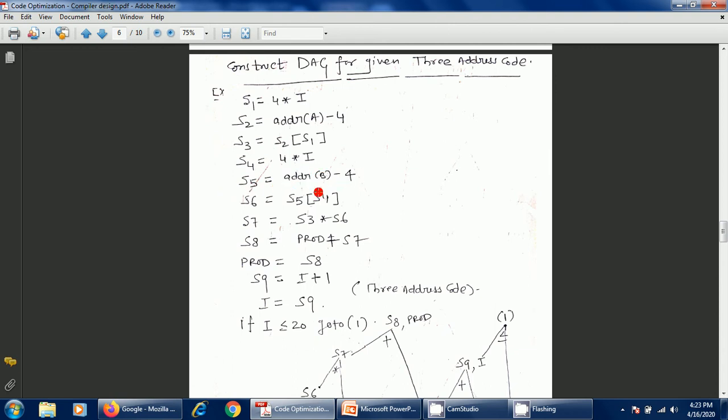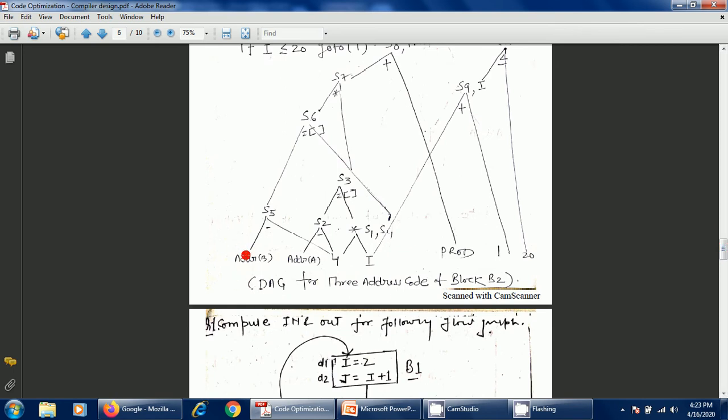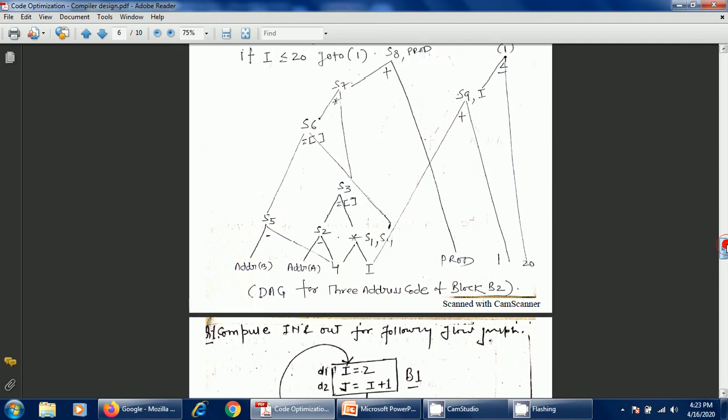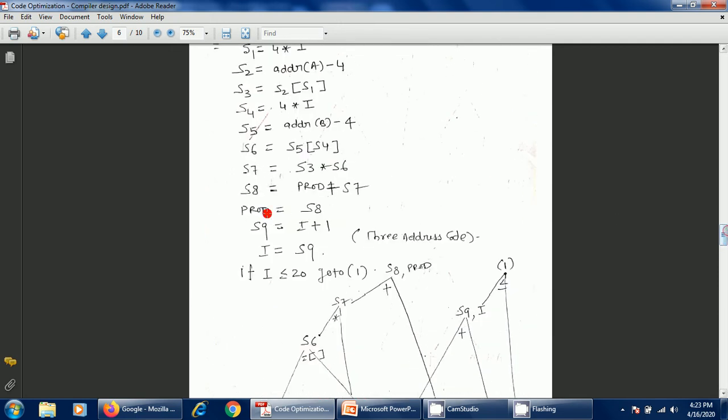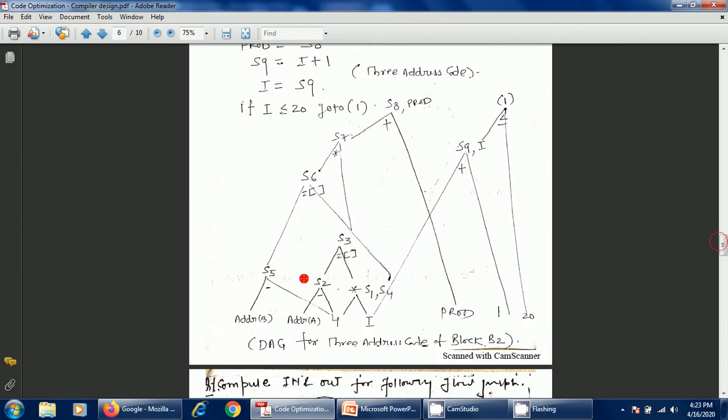Address of B and 4 go into S5. S5 is labeled with operator minus. Now S5 and S4 are the interior nodes, and this node S6 is labeled with the operator symbol equal sign with square bracket. These are interior nodes, and this node S6 is labeled with the operator symbol equal sign with square bracket.